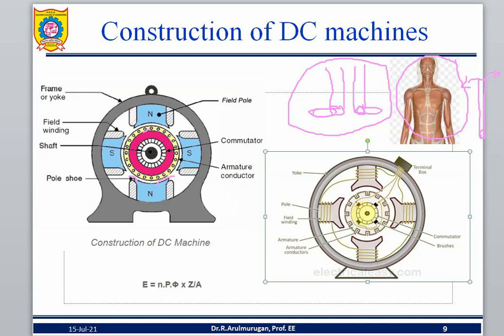The brush is the rotating one. This device is a rotating device. So whenever it comes to this point, the power is extracted. Power is extracted. Like that.